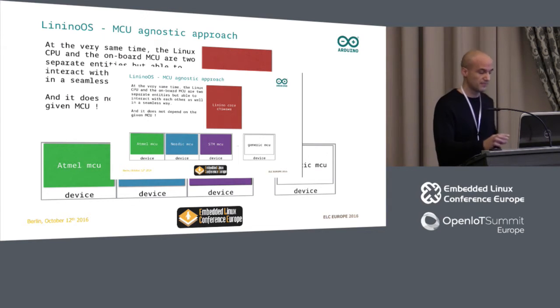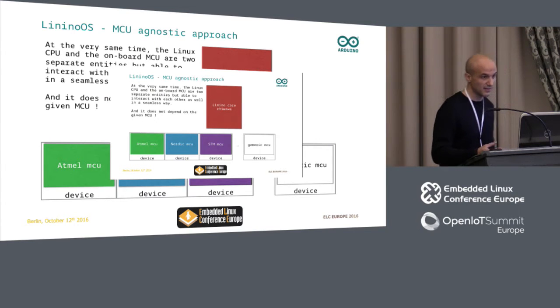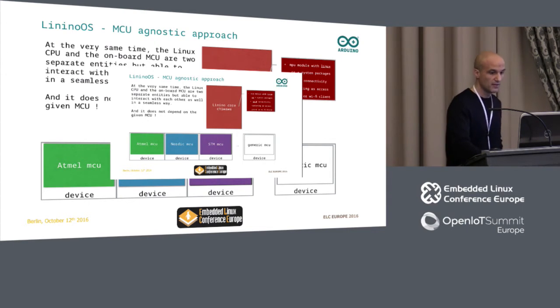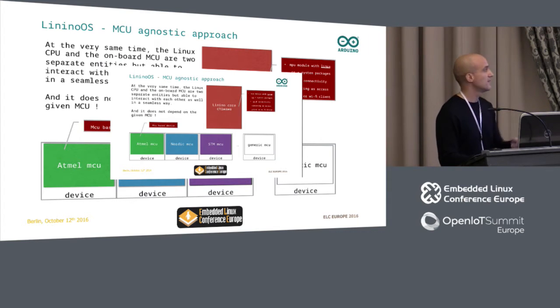Let's say that it is a Linux core, codename Chihuahua, and then a generic MCU. It might be an Atmel, a Nordic, an STM, but they are on the board just two actual separate entities, and they interact with each other in a seamless way. And it does not depend on a given MCU, like I just said. So, you can see in detail, an MPU module with Linux OS and system packages, Wi-Fi connectivity, able to operate as an access point or Wi-Fi client. And then, of course, an MCU-based device.